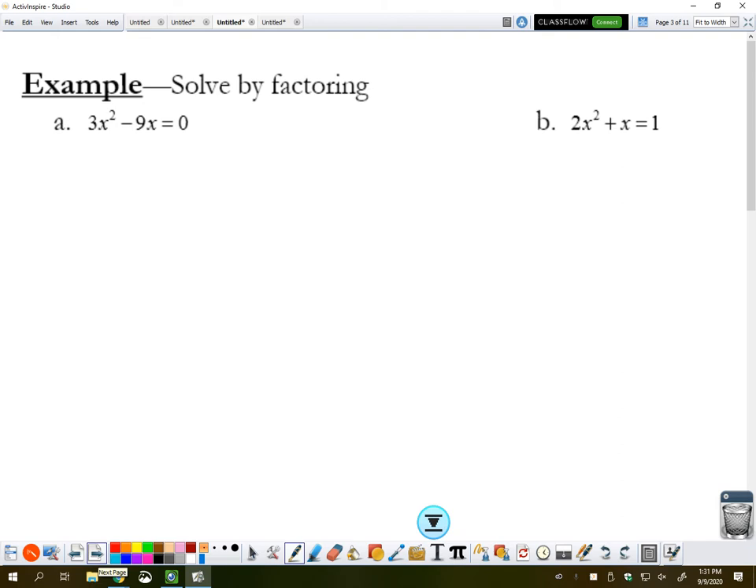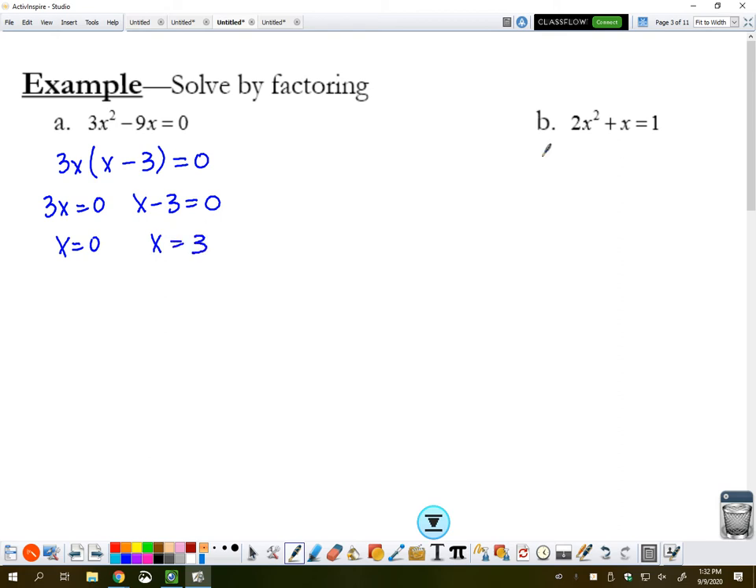Alright, so this is already equal to 0. You have two terms, so looking for a GCF is a good idea. They're both divisible by 3, they both have an x. Divide that out. You have x minus 3. Zero product property says one of those is 0. So you get x is 0 and x is 3 as your answers.